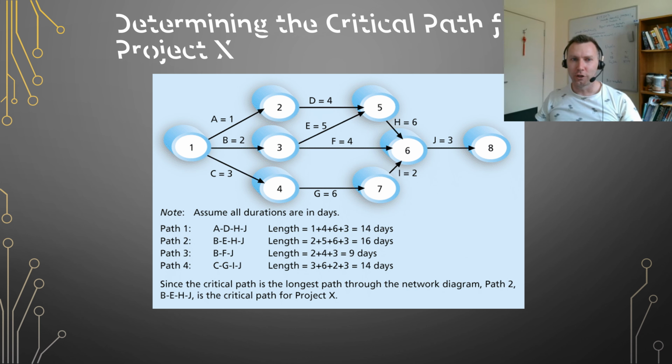Okay, see this? You can work out the length of the paths by adding them up like this. 1 plus 4 plus 6 plus 3. And then 2 plus 5 plus 6 plus 3. And then 2 plus 4 plus 3. And then 3 plus 6 plus 2 plus 3. Now, they're the different options down there. And you can see that the one that took the longest is 16 days. BEHJ. So BEHJ is the critical path.